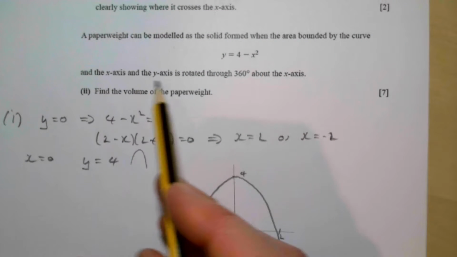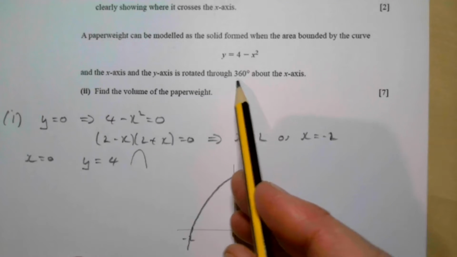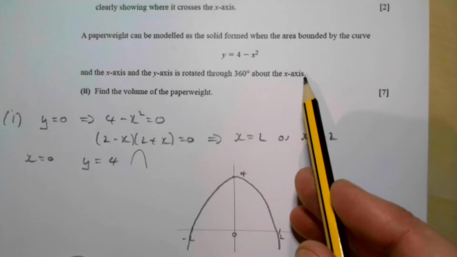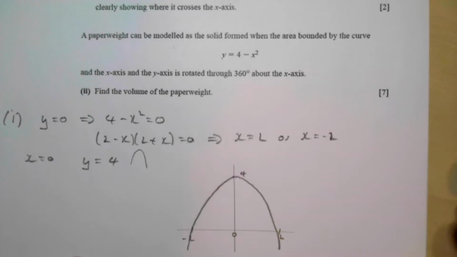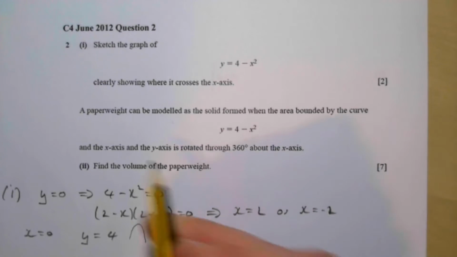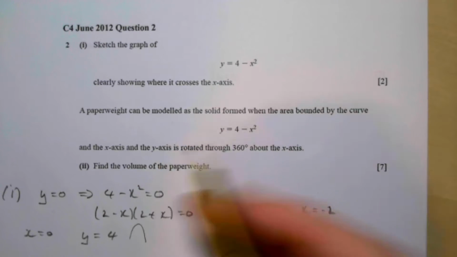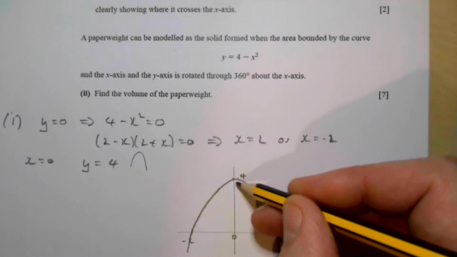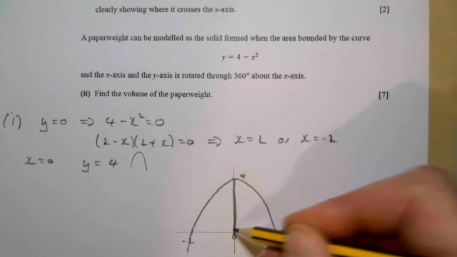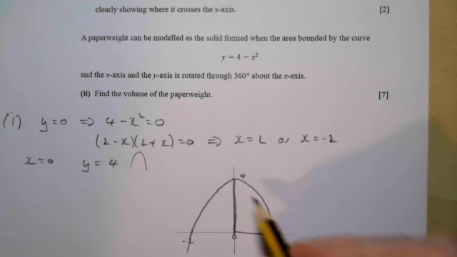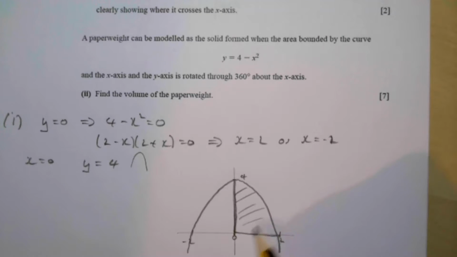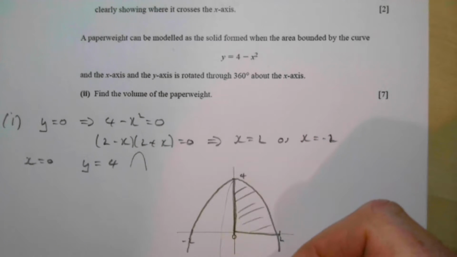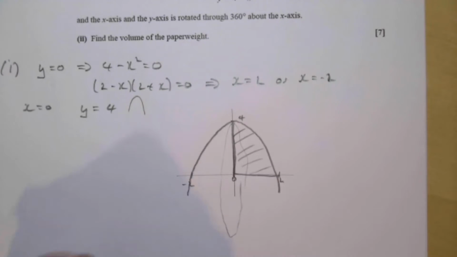A paperweight can be modelled as a solid formed when the area bounded by the curve, the x-axis and the y-axis is rotated through 360 degrees about the x-axis. Find the volume of the paperweight. So notice what they're saying there, between the x-axis and the y-axis. So it's actually this bit here. There's your y-axis, there's your x-axis, and it's this bit that's been rotated around 360 degrees. We don't need the whole thing. So whenever we integrate, we're integrating in between 2 and 0.